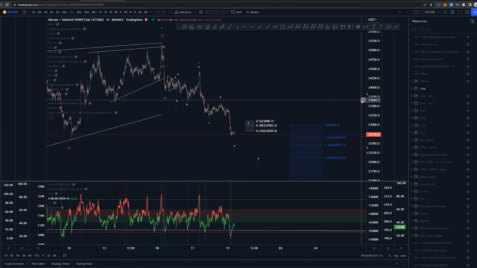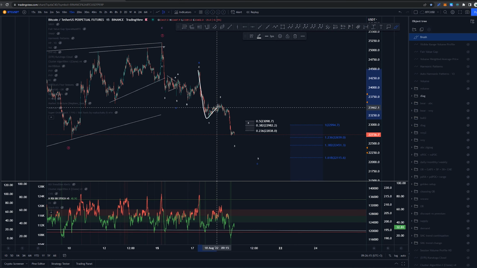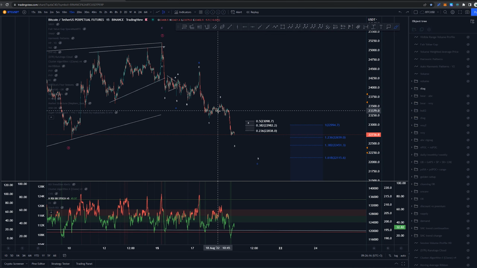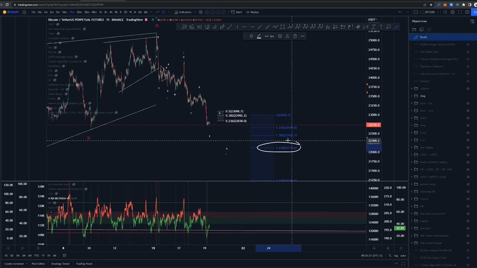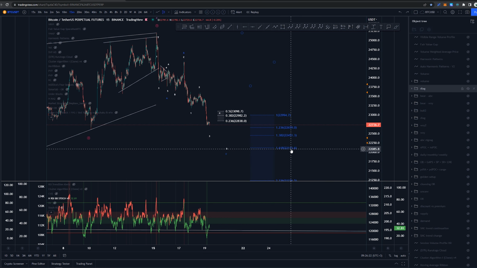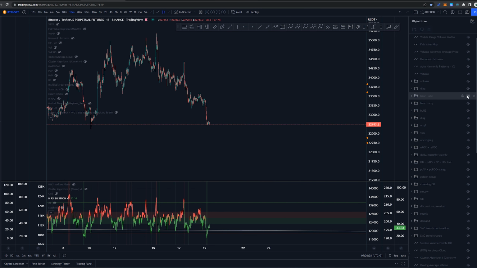So yeah, there's 2 different possibilities. We are getting closer and closer to the finishing of this possibility here of an ABC, and we should see a turnaround before the 1.618 of this ABC here overall. So again, that would be my guess at the moment.